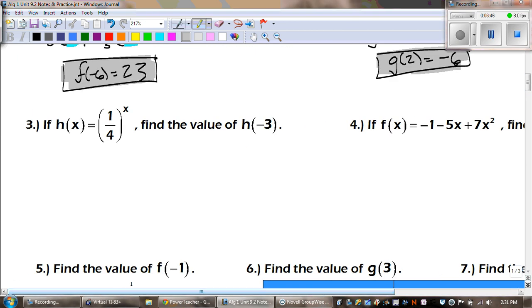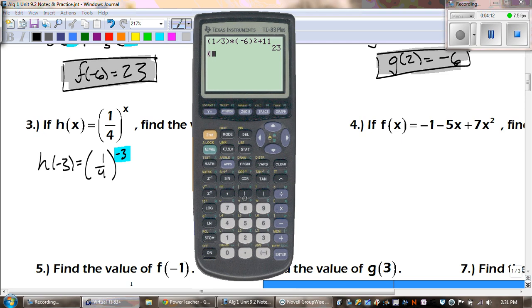Okay, number 3. h of x is 1/4 to the x power, and they want us to find the value of h of -3. So we have h of -3 equals 1/4, and wherever that x is, that's where we're plugging in, okay? So let's show how to do this one in your calculator. We have 1/4, and it's being raised to the -3rd power. And plug it in, and we get that h of -3 equals 64.